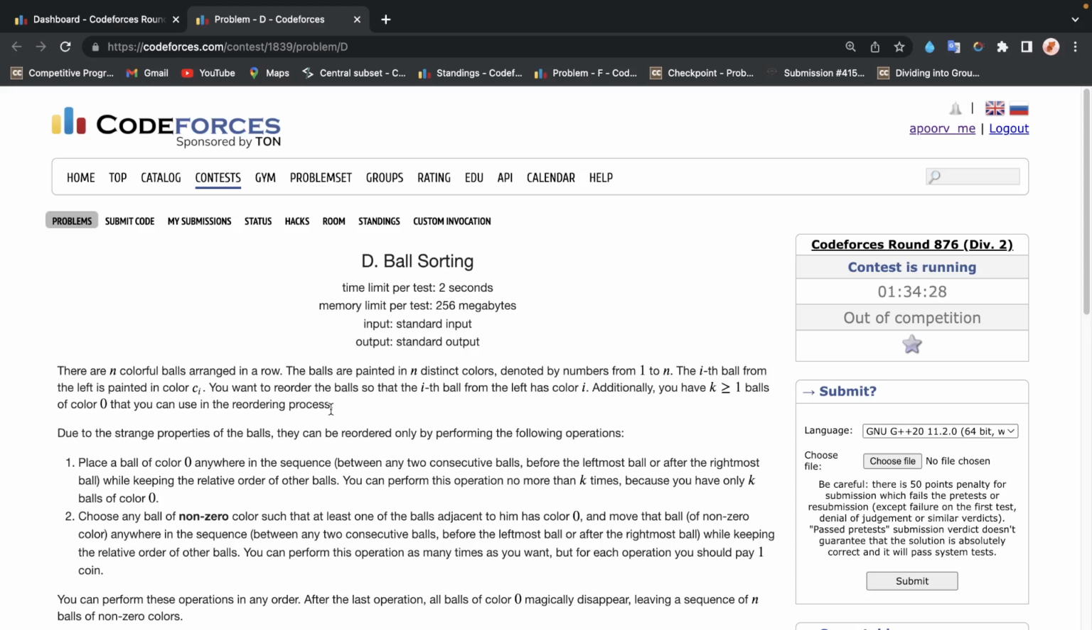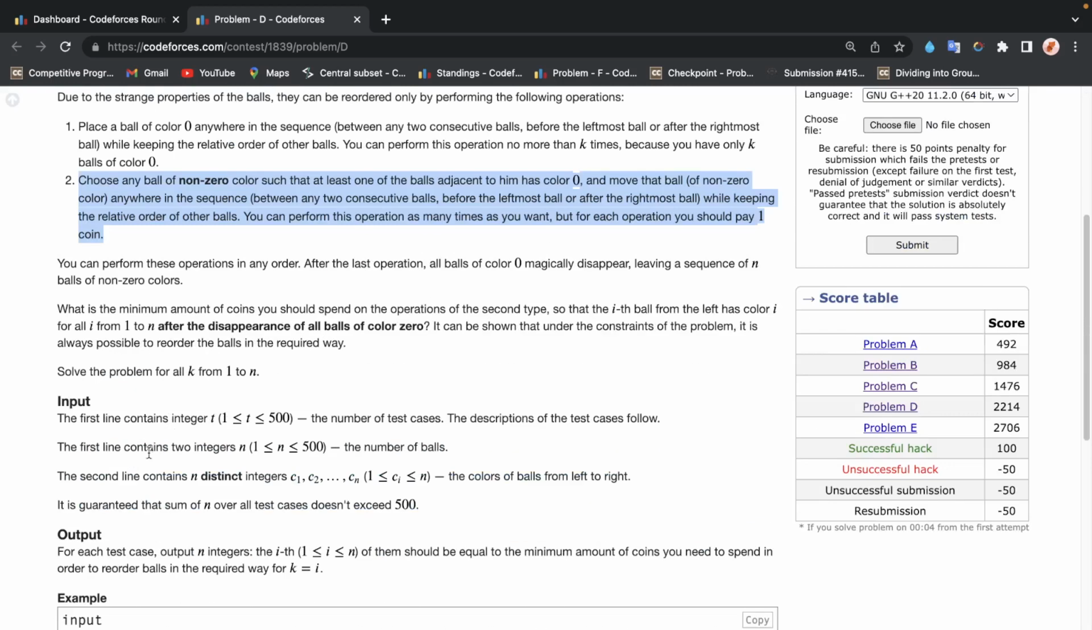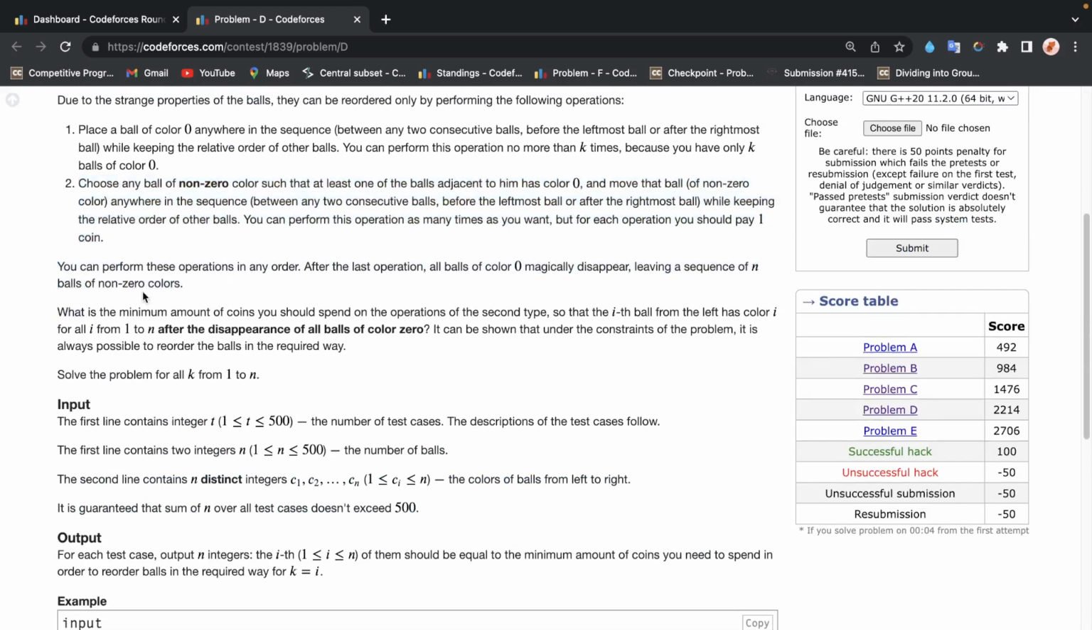Choose any ball of non-zero color such that at least one of the balls adjacent to it has color 0, and move that ball anywhere, keeping the relative order of the others. You can do this operation as many times as you want, but for each operation you pay 1 point. Perform these operations in any order. After the last operation, all balls of color 0 magically disappear, leaving a sequence of n balls of non-zero color.